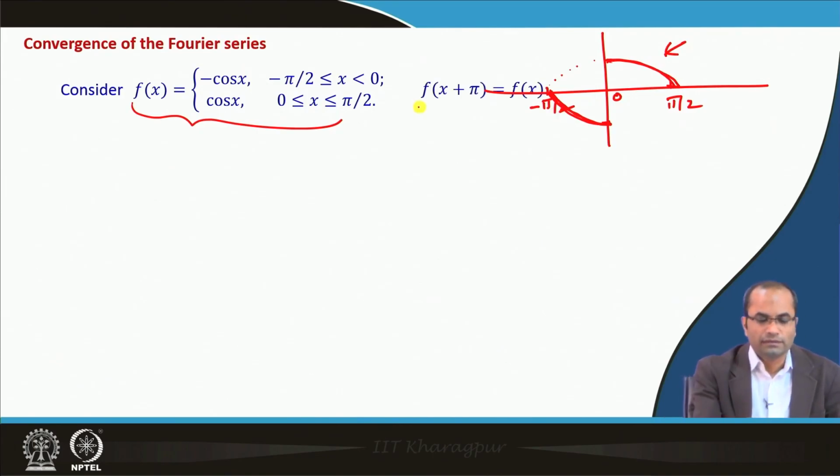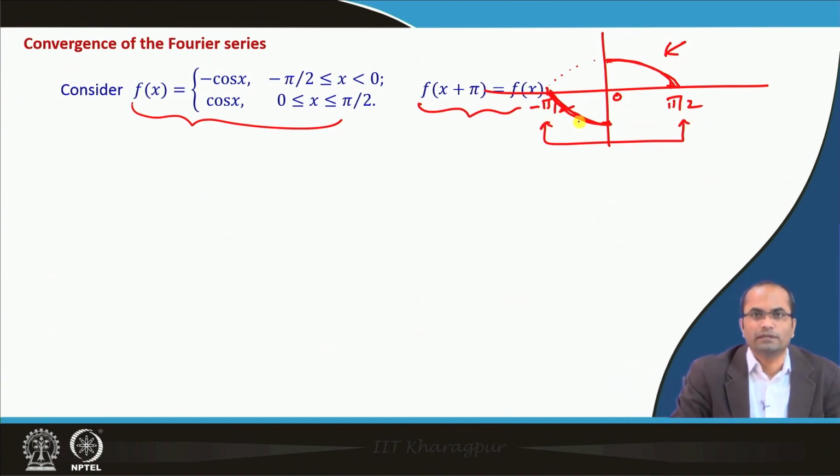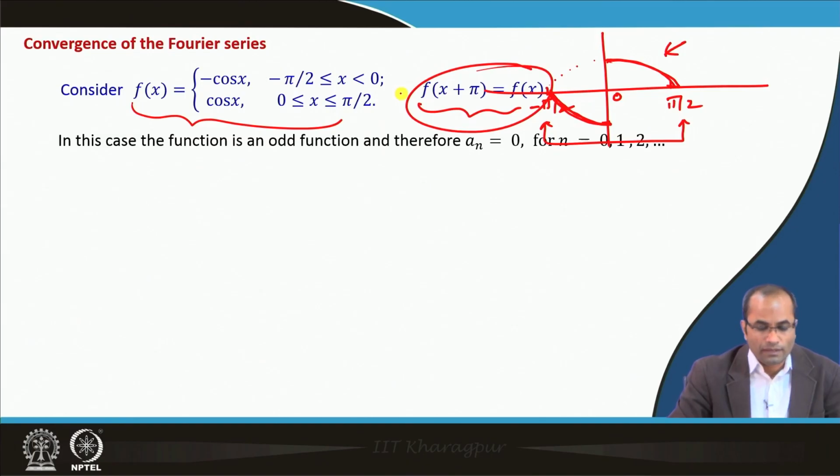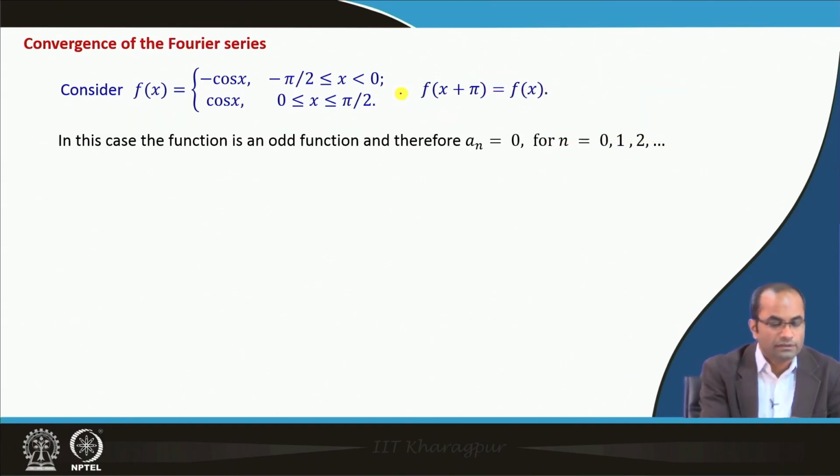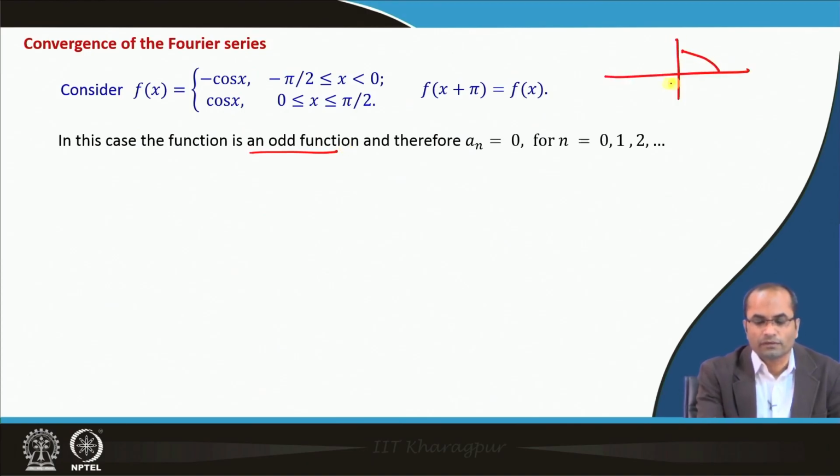And then we can say that this is periodic, because the period here is pi, from minus pi by 2 to pi by 2, and then these values will be repeated. So, it is a periodic function, f x plus pi is equal to f x, and in this case the function is an odd function, as we have seen in the picture. It is an odd function.